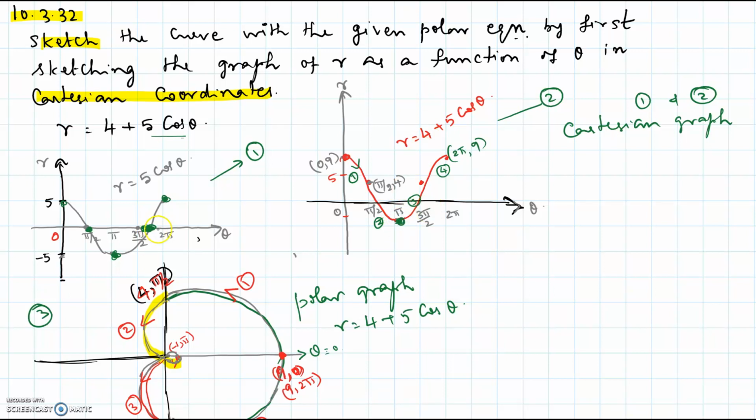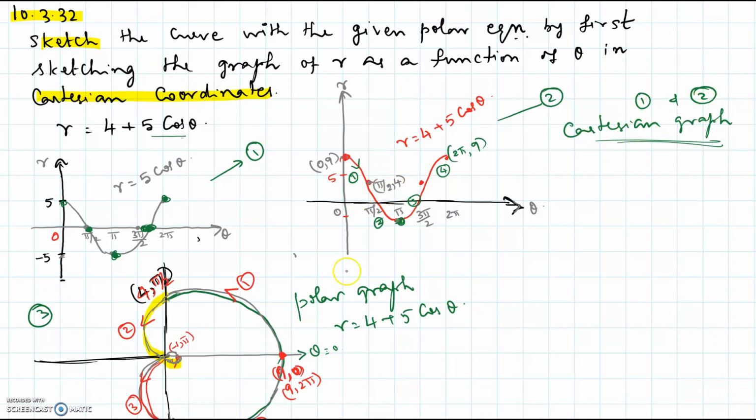At 3 pi by 2 it was 0. Now at 3 pi by 2 it is equal to 4. And at 2 pi it will be back to 9. So the graph is decreasing up to pi, and then after pi it is increasing. So it starts off at 0, 9. Now we have the first two graphs, 1 and 2, which are the Cartesian graphs.